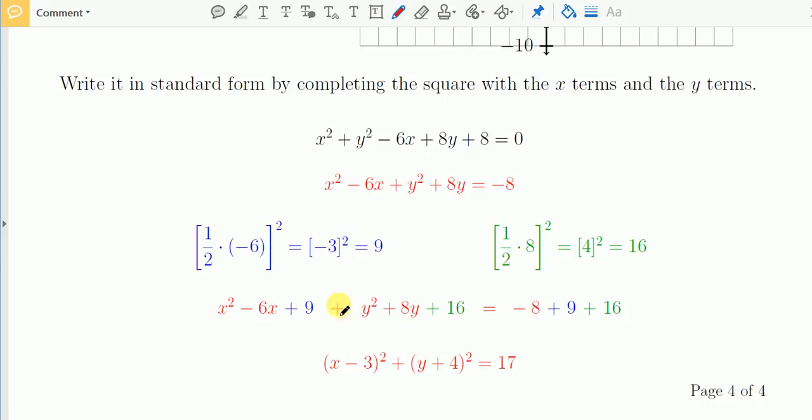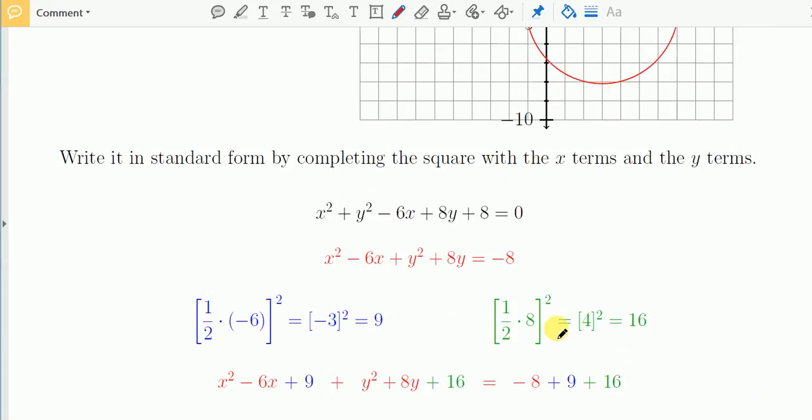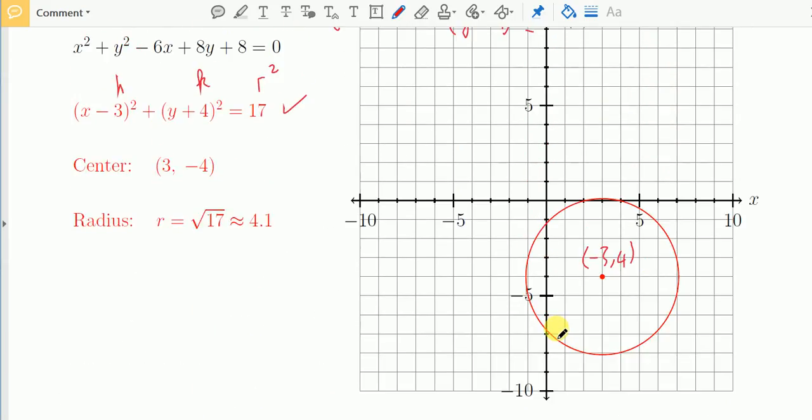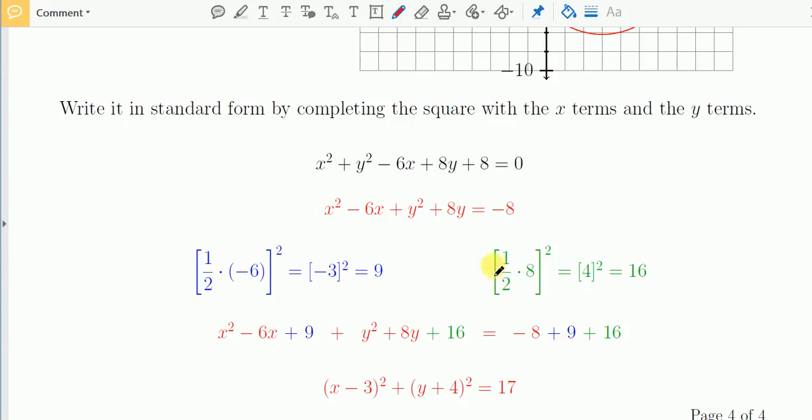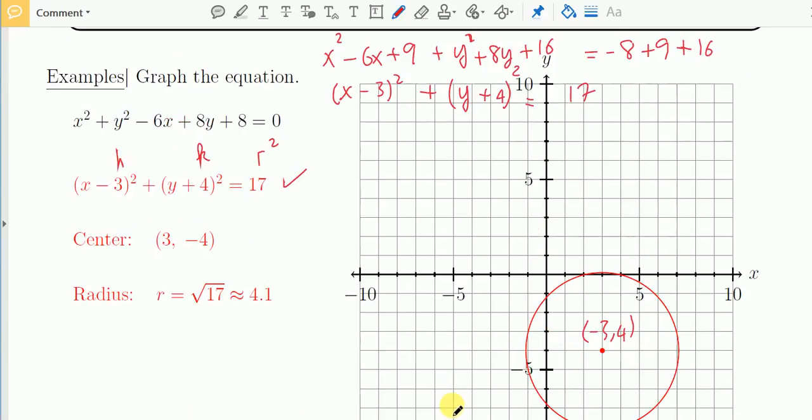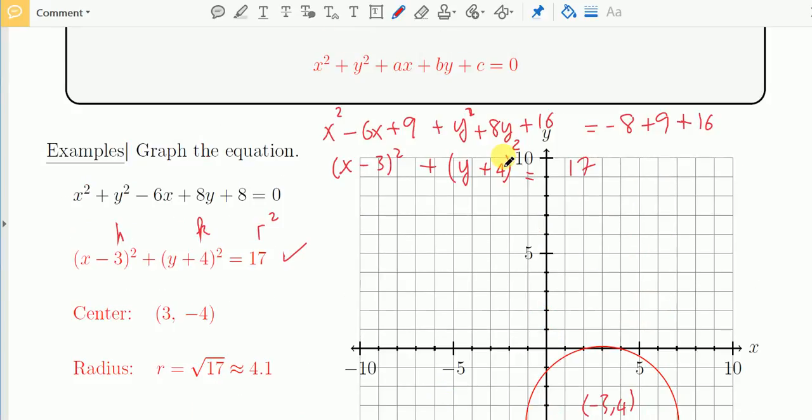And I combine this to be (x minus 3) squared, because 3 is this, and (y plus 4) squared, because 4 is here. And the radius squared is 17, because on the right-hand side, when you add all of them together, it gives me 17. Yeah, this problem is just the problem I did here. Okay, so that is the end of section 2.4 for the circle.